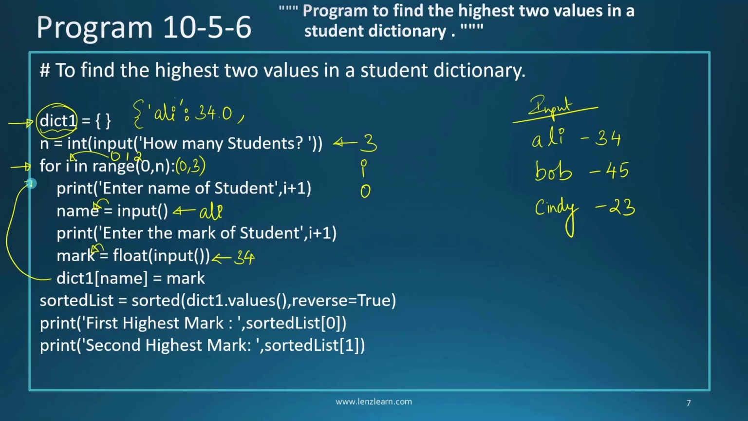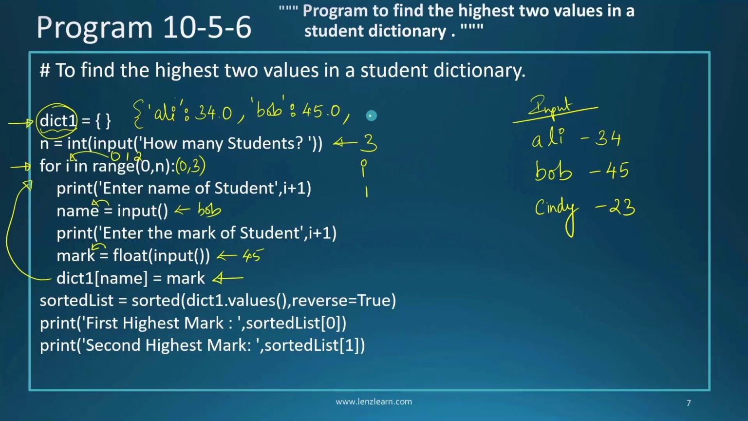Now the control will again go back to for. This time the value of I is going to be 1. I will enter Bob. So that will be stored into name. Then it will ask for the mark. I will enter 45. That will be stored into mark. After that, I will make the entry of the next item into dictionary. So here it will come like dict1 of Bob equal to 45. So now the next item Bob will be entered into dictionary with mark 45.0.